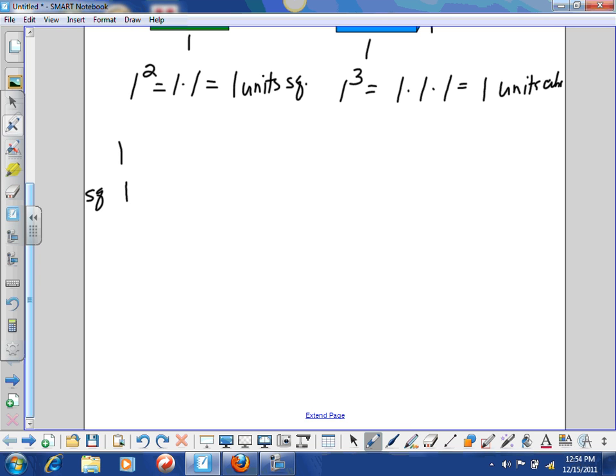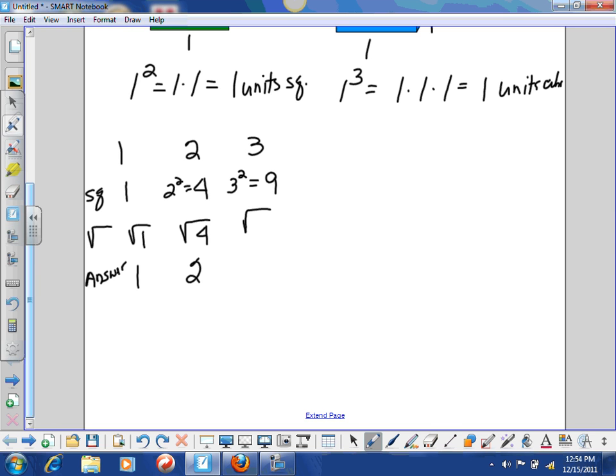Now we're going to look at the square root of 1. The square root of 1 is 1. So you're going to see a pattern here. If it's 2, 2 squared is equal to 4. The square root of 4 is equal to 2. If a side is 3, 3 squared is equal to 9. We know the square root of 9 is 3. Are we starting to see a pattern?